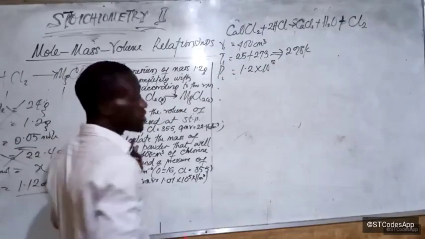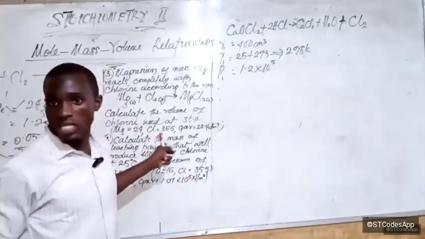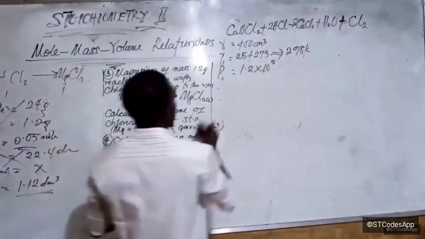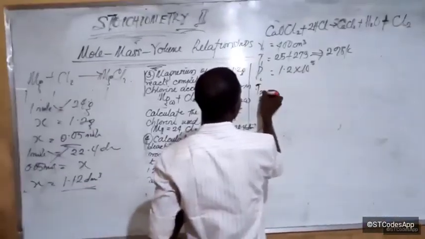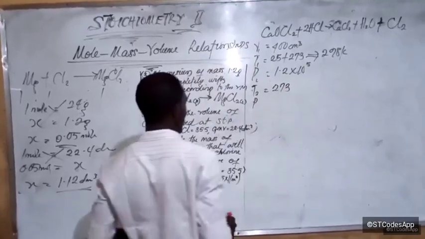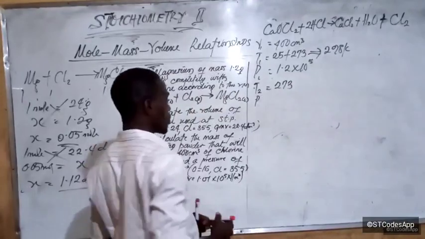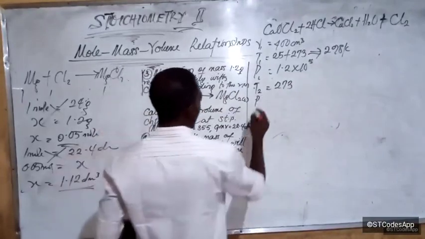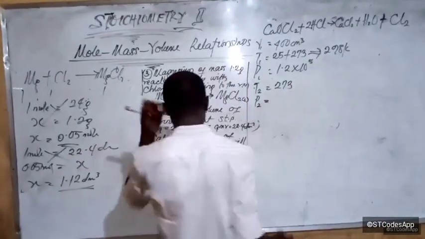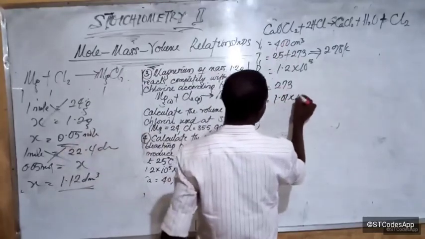So the reaction is occurring at standard temperature and pressure. So we have standard temperature for T2, that will be 273 Kelvin, and standard pressure at STP, that will be P2 is 1.01 by 10 to the what?